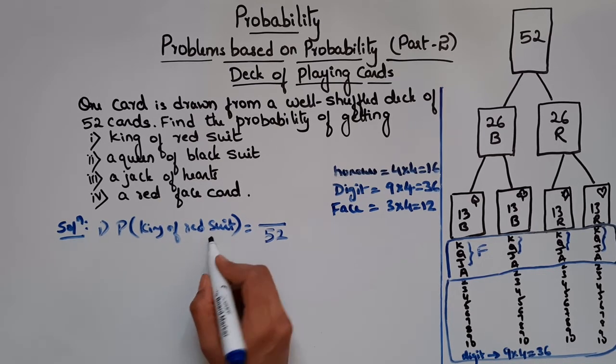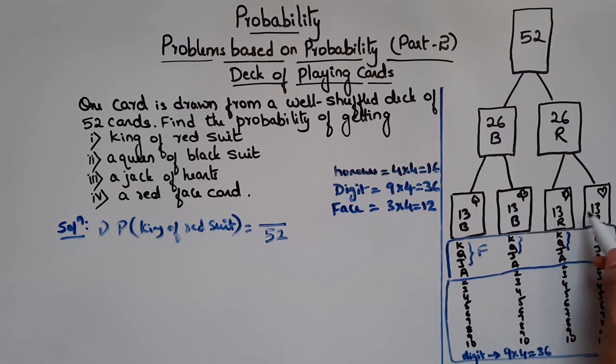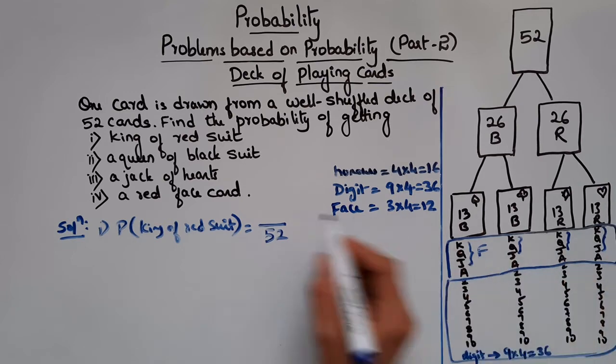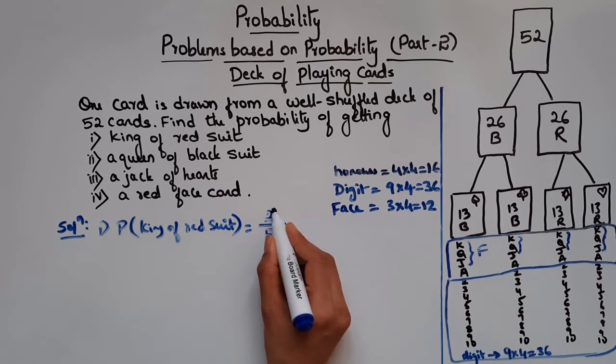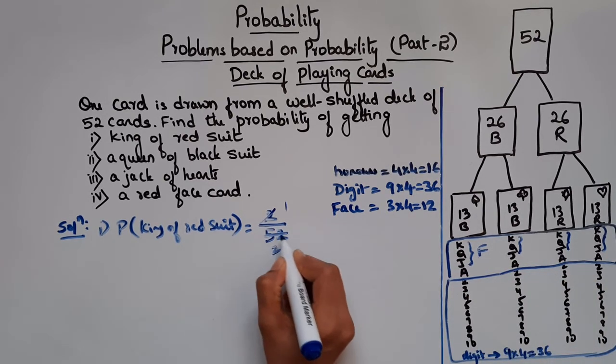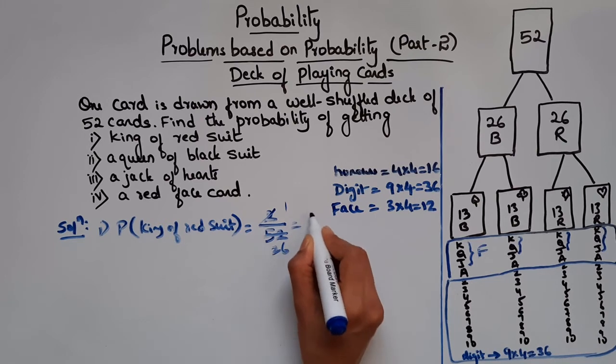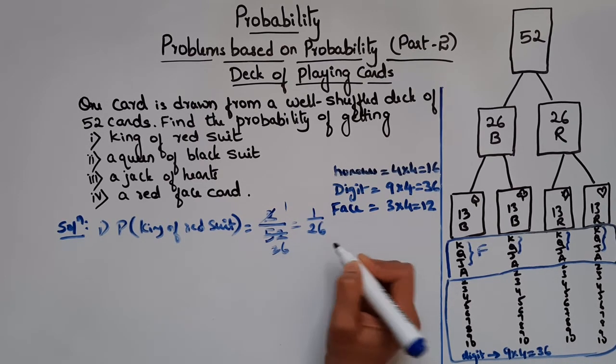How many kings of red suit do we have? So red suits we have 2, right? In those 2 red suits, how many kings are there? 1 red king and 1 more, right? So 2. 2 1s are 2, 2 26s are 52. So the probability is 1 by 26.